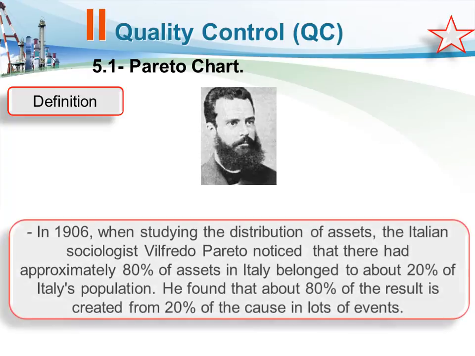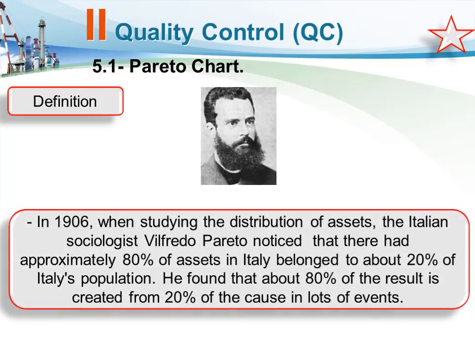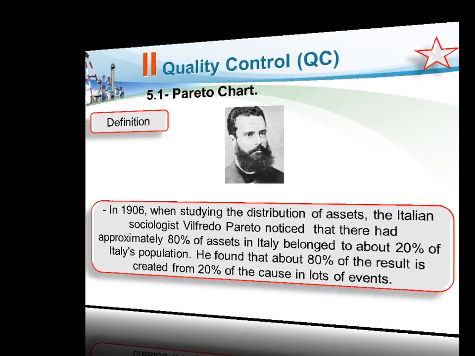The first quality control tool, the Pareto chart. In 1906, when studying the distribution of assets, the Italian sociologist Vilfredo Pareto noted that approximately 80% of assets in Italy belong to about 20% of Italy's population. He found that about 80% of the results are created from 20% of the causes in lots of events.